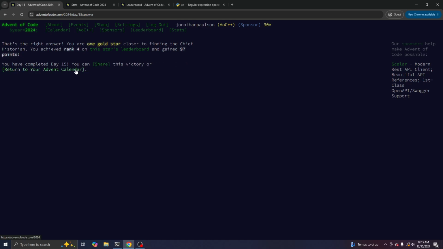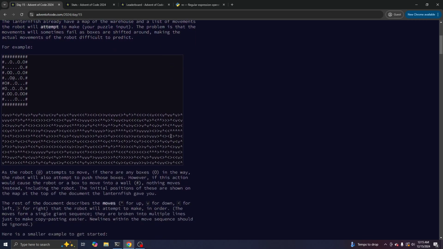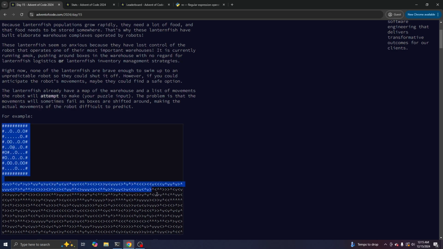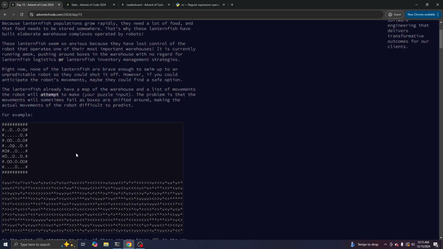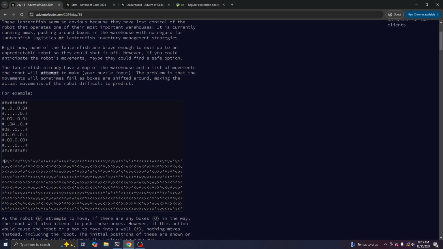Nice. That went really well. Okay, so what was going on today? So we have this grid problem. So we have a robot moving around in the grid. We have walls and we have boxes. And then we have a set of instructions for the robot to follow, which is left, down, up, or right. And so we want the robot to move around and push stuff as it goes.